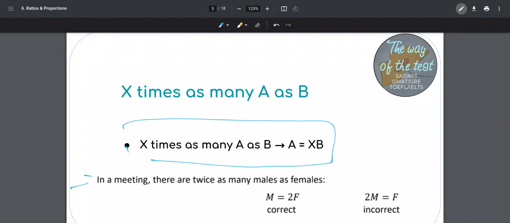So, in an example, we have: in a meeting, there are twice as many males as females. Usually, intuitively, we may think that the correct way to write it down is like this. So, I have twice as many males as females. Okay, so the number of males or two times the number of males is the number of females, but this is incorrect. The correct way to note this is like this. M is equal to 2F.